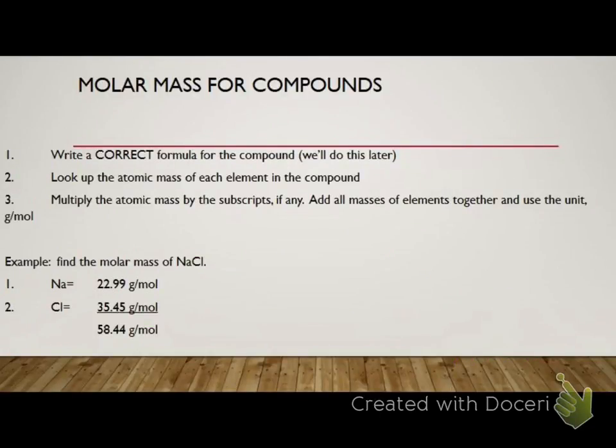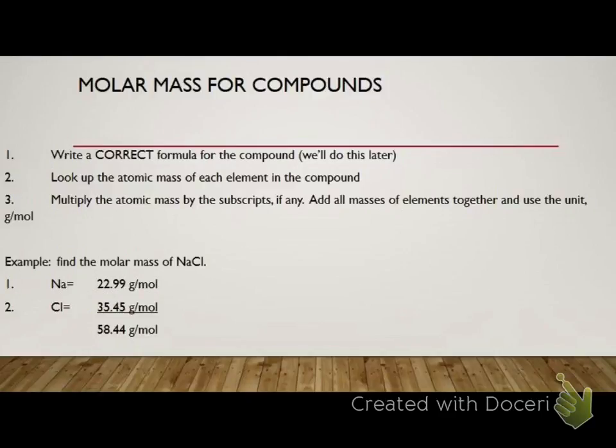First of all, you have to have the correct formula. Not going to be a problem for you in this unit because I haven't taught you how to do that yet. So you'll get the correct formula. Then you're going to look up the atomic mass of each element. We're going to round these to 2 decimal places, just like we did for AMU. Please use the periodic table that I gave you. The masses are already rounded to 2 decimal places, so there's not any confusion. And then you're going to multiply any mass of the subscripts and then add all the elements together.